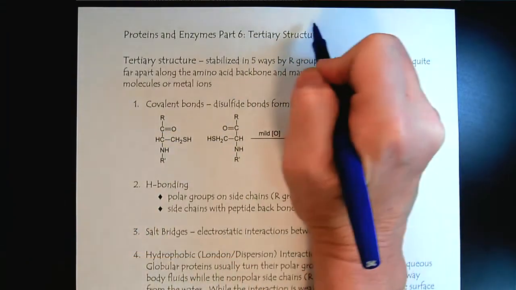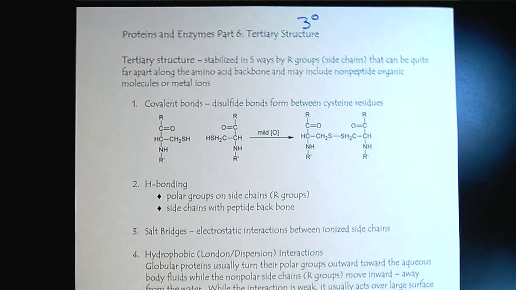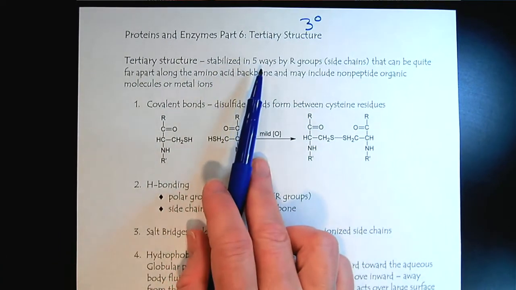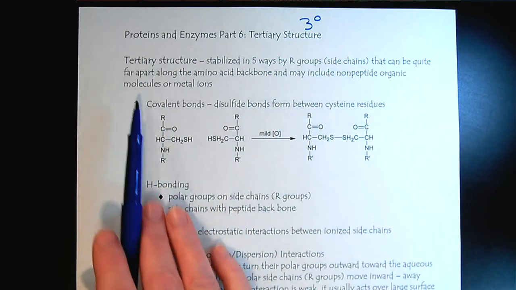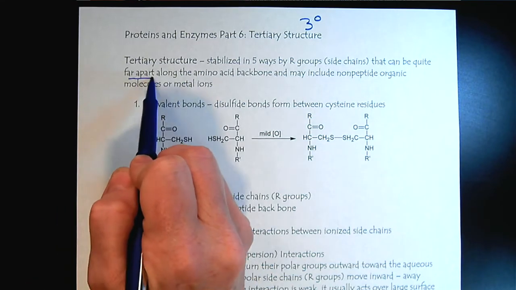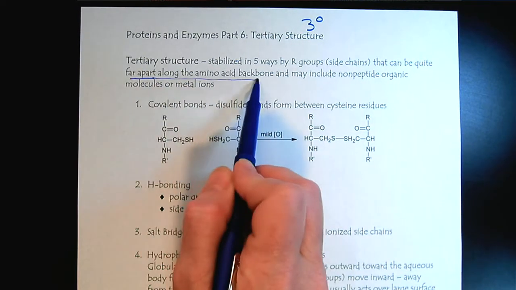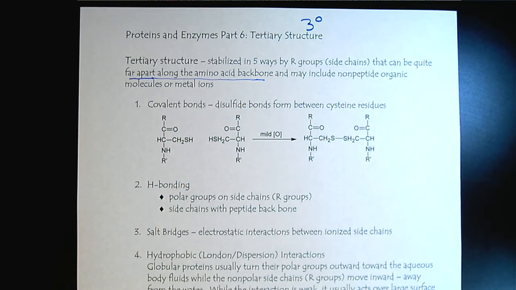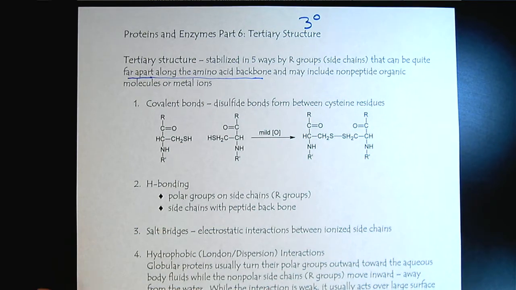Let's get started. All right, so tertiary we know to symbolize with the 3 degrees, and there are 5 primary ways that R groups, remember the side chains, can interact to create the tertiary structure. And remember that these interactions could occur between amino acids that are very far apart on the backbone. So that distinguishes it from the secondary structure.